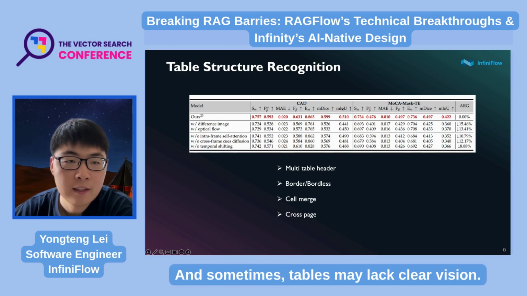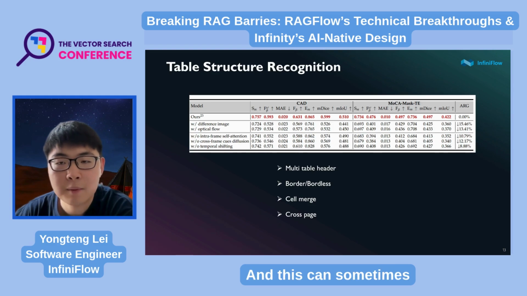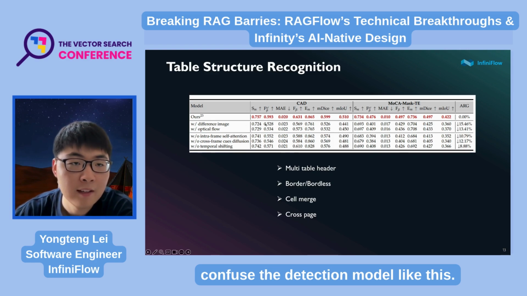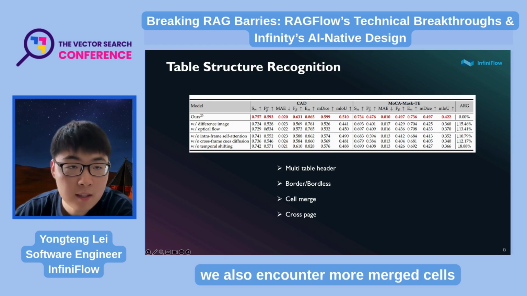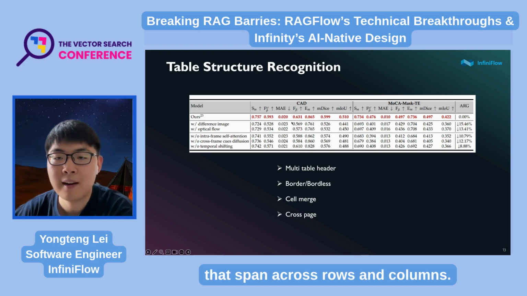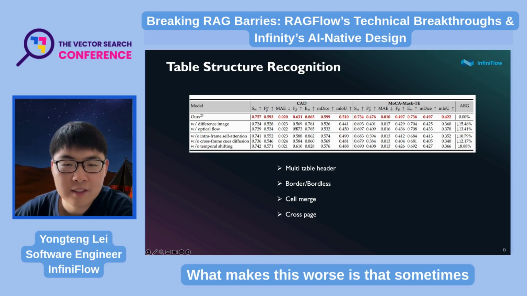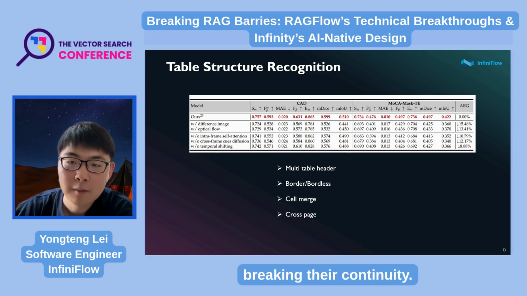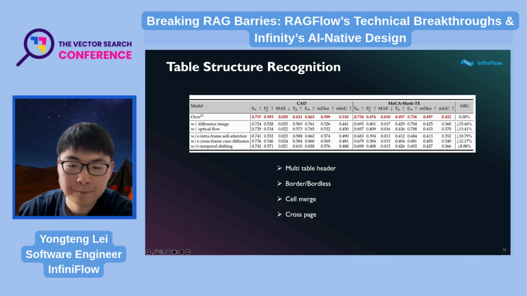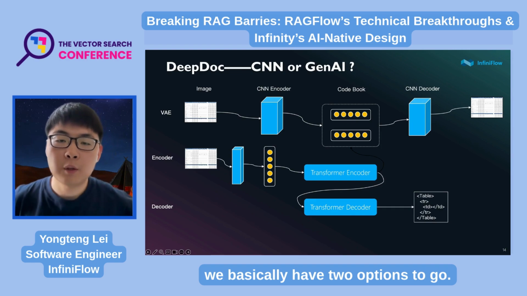That's this. And sometimes a table may lack clear visual boundaries with the cell, and this can sometimes confuse the detection model like this. And here we also encounter more merged cells that span across rows and columns. Okay. What makes it worse is that sometimes the table can be split across pages, breaking their continuity. Okay, to address this, we basically have two options to go.